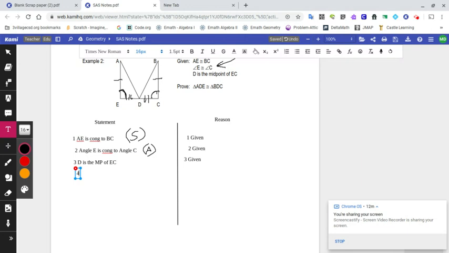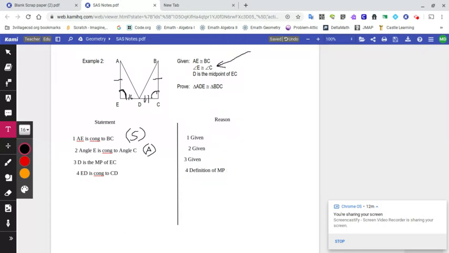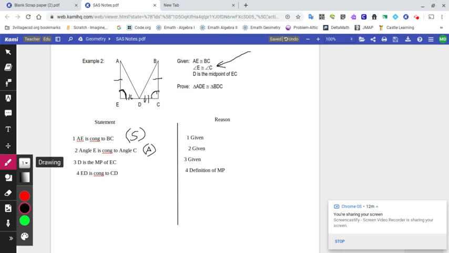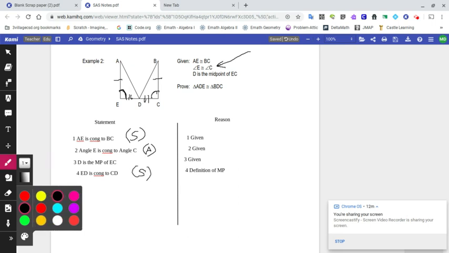So in this case, I'm going to put 4. The next thing that I marked was that ED is congruent to CD. Now, that is by definition of midpoint. By definition of midpoint, that splits that segment EC into two equal pieces. So I can say, by definition of midpoint, ED must be congruent to CD. And now I've got everything, because that was my other side.